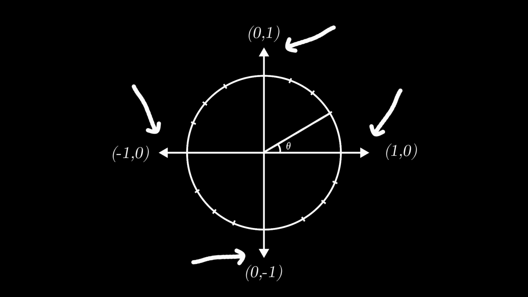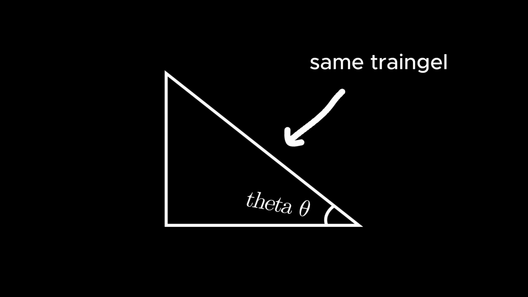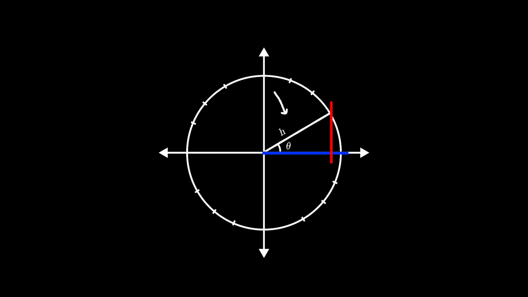Now let's place this angle theta in the circle and draw one line alongside the x-axis, and then another one from the point where the angle intercepts the circle. Wait a minute, that's the same triangle we drew earlier. This side, aka the hypotenuse, will have the unit 1.